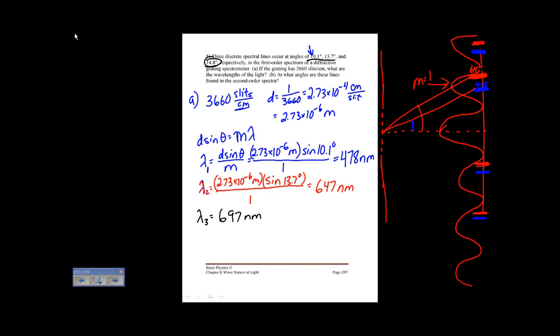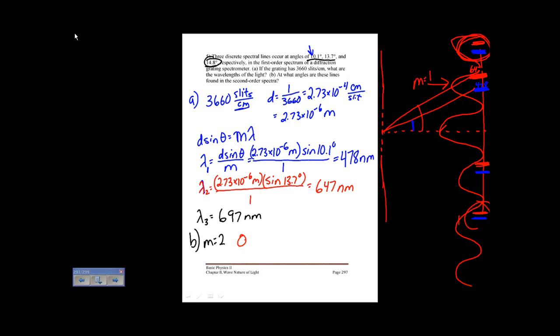Now, it also wants to know in part B, what angles are these lines found in the second order spectrum? So what are these for m equal 2? What are the angles for these guys, here and here, the second order spectrum? And in the lab, when we do a spectrum with the diffraction grating, we'll see the different orders. Okay, so we want to know what is the second order spectrum.